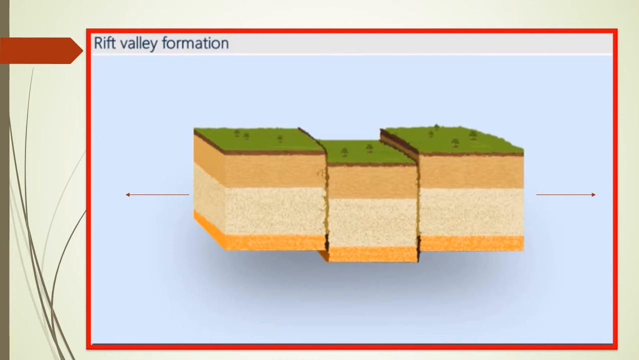Now, what is a rift valley? A rift valley is formed due to the movement of tectonic plates. When a crack develops between two tectonic plates, and these plates move apart, what happens? The center portion sinks down, forming a rift valley.